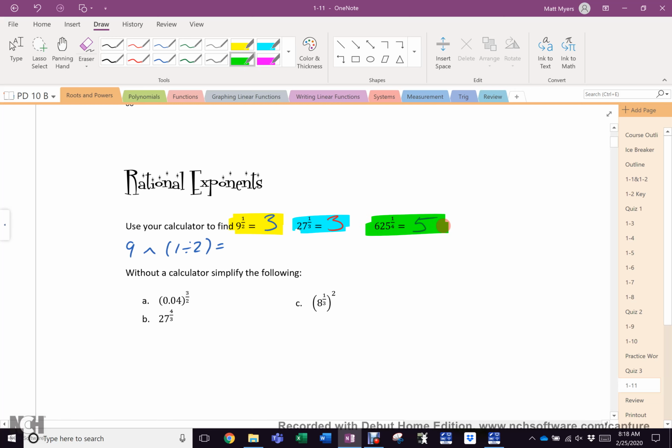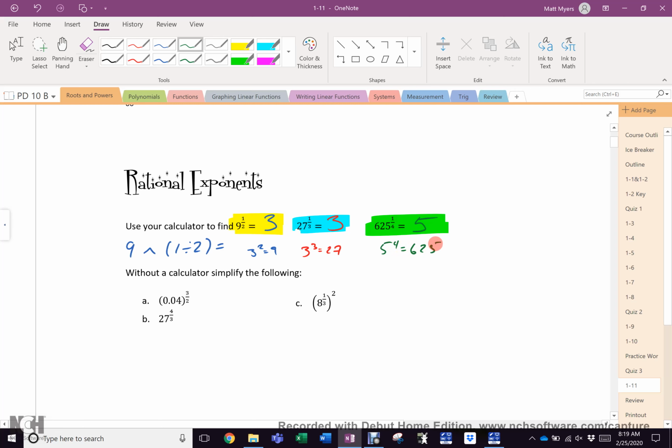You're intelligent young people. You notice that 3, 9, and an exponent, 3, 27, and an exponent, 5, 625, and an exponent, all already have a relationship which you are aware of, yes? You all already know that 3 squared equals 9. You all already know that 3 cubed equals 27. And you all already know that 5 to the 4th equals 625, right?